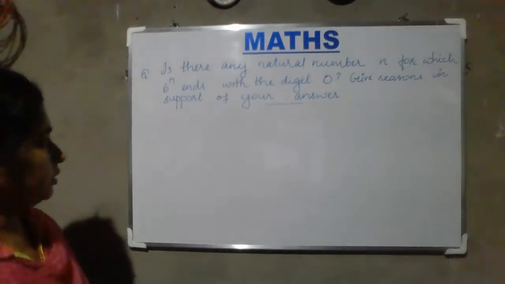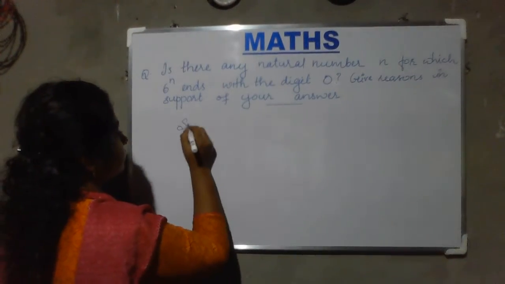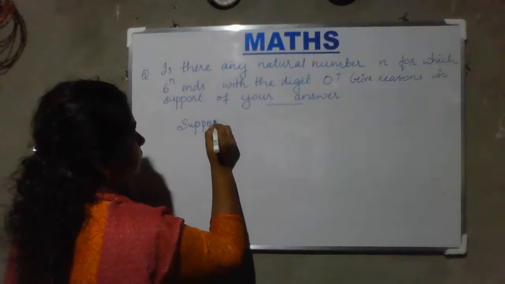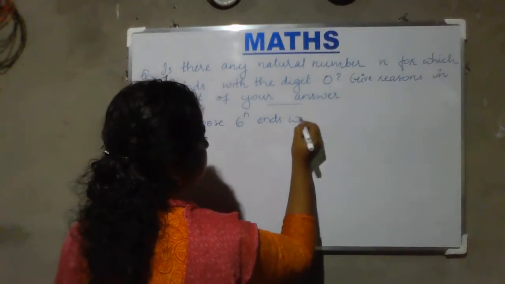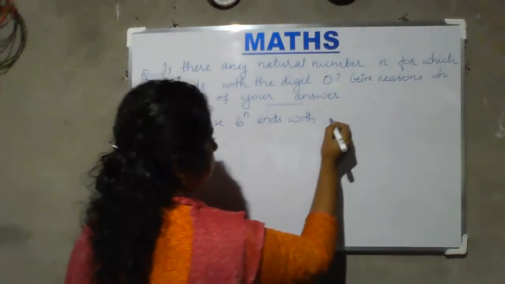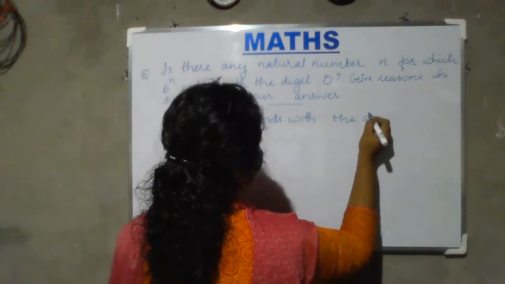Then let us suppose 6 raised to n ends with the digit 0.